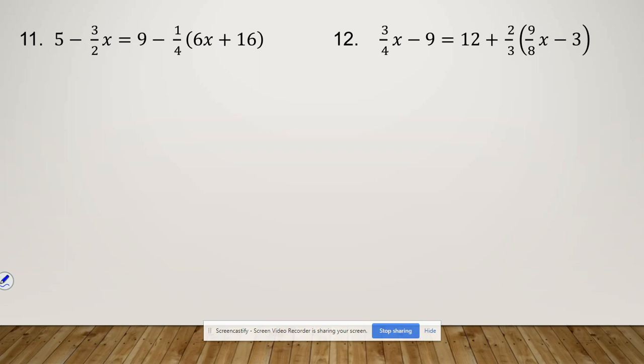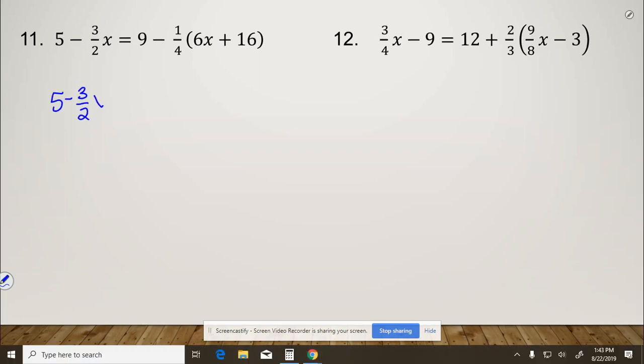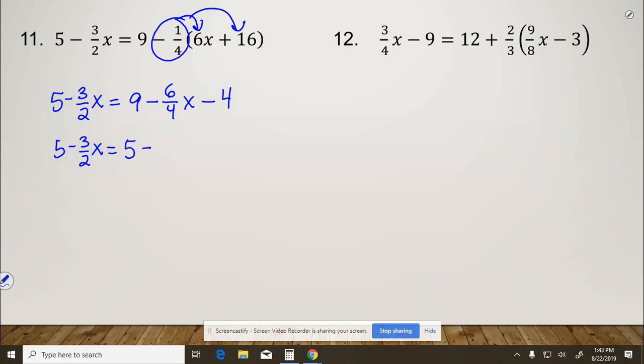So now on this side, I still have 5 minus 3 halves x. I can't simplify anything, so I'm just bringing it down. Equals 9, and distribute the negative 1/4. Negative 1/4 times 6 is negative 6/4 x. Negative 1/4 times 16 is like doing 16 divided by 4, so it's negative 4. All right, some more I can simplify. Well, 5 minus 3 halves x now equals 9 minus 4, which is 5. And 6/4 simplified is 3 halves x. And look, both sides are exactly the same.